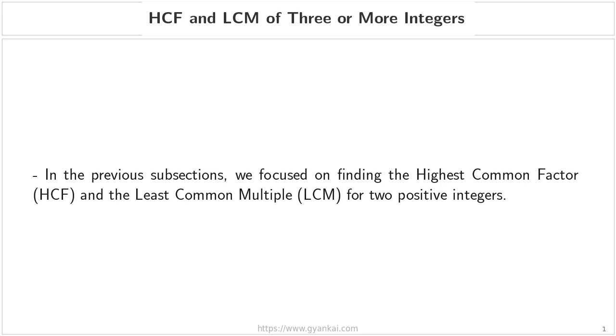Welcome, everyone. Before we dive into today's new topic, let's take a moment to reflect on what we have already mastered. In our previous lessons, we focused our attention on finding the highest common factor, or HCF, and the least common multiple, or LCM, specifically when dealing with just two positive integers. You should all feel quite comfortable with that process.